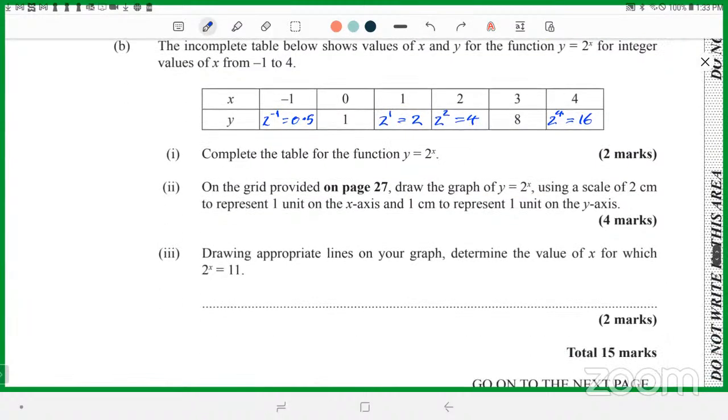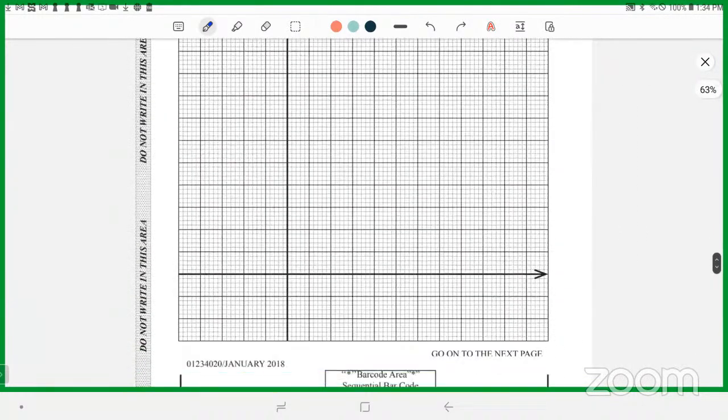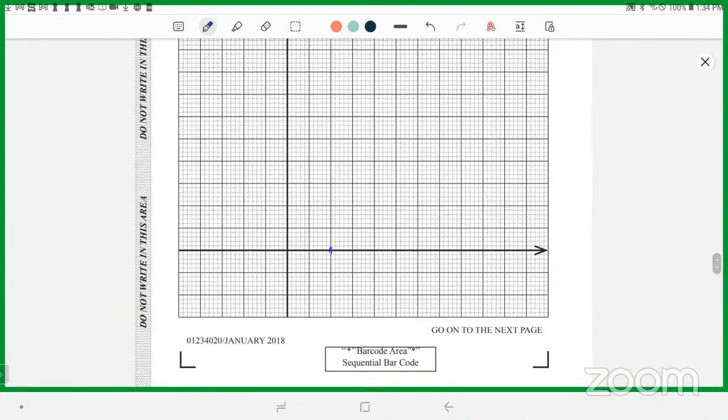First it wants us to complete the table, which is what I've done. Then it wants us to draw the graph, using a scale of 2 centimeters to represent 1 unit on the x-axis and 1 centimeter to represent 1 unit on the y-axis. That's what they want. So let's go and see this graph. On the x-axis it is 2 to 1. So this is like 1 right here, this is 2, right here will be 3, right here will be 4.